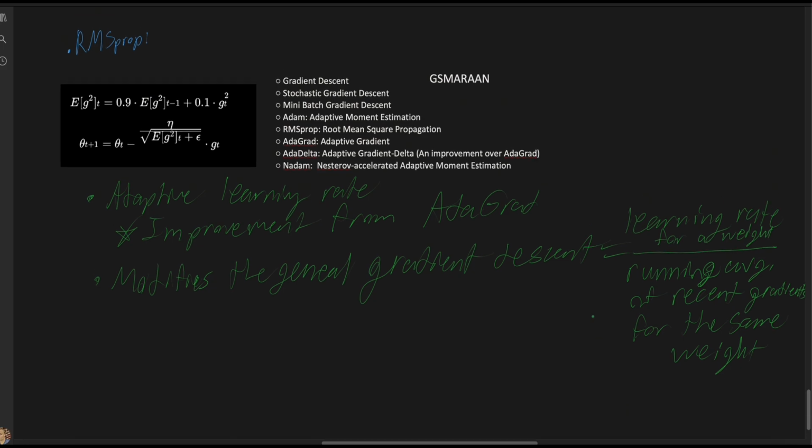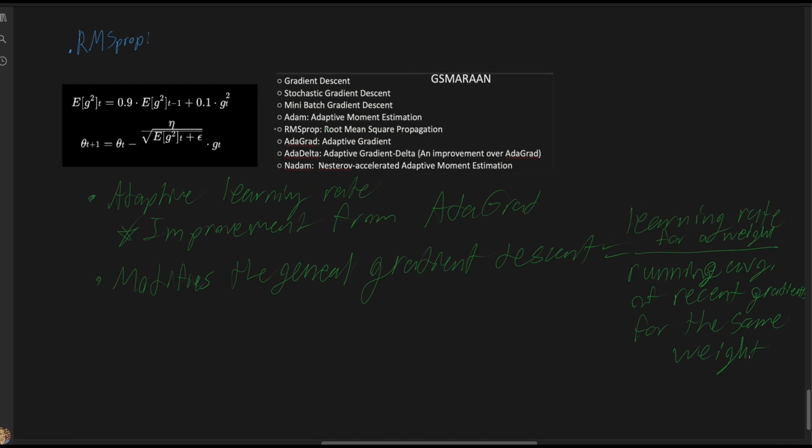This means that the algorithm divides the learning rate by an exponentially decaying average of the squared gradients, hence the square root. And this operation prevents the learning rate from decreasing too fast.